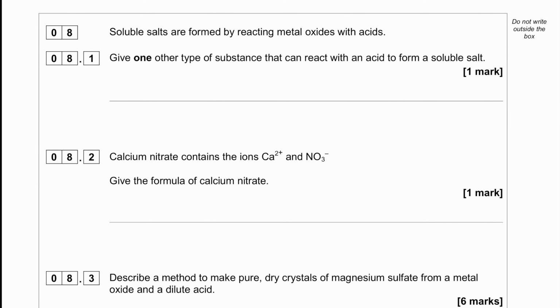Okay, soluble salts are formed by reacting metal oxides with acid. So this is question number 8.1, which states: give one other type of substance that can react with an acid to form a soluble salt. So to make a soluble salt, all right, we can react a particular acid with a metal, or we could react it with metal hydroxide, which is basically an alkali or a base.